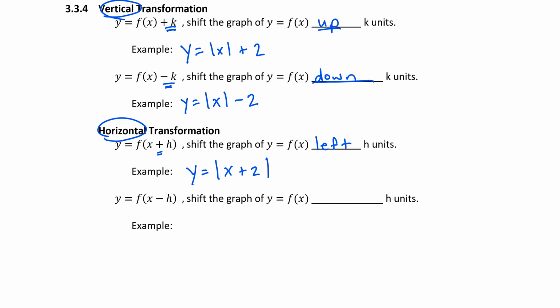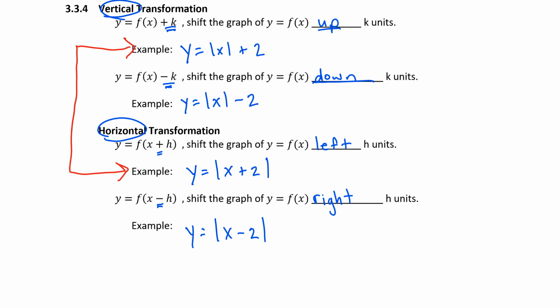Well, if plus h inside the function goes to the left, if I have f of x minus h, which way do you think it's going to go this time? Hopefully you see the pattern and you can say it's going to go right. For example, y equals the absolute value of x minus 2. Now, please compare this example and this example. Notice the placement of the constant. If it's outside the function, it's going to be a vertical transformation. If it is inside the function, in this case, inside the absolute value bars, it's going to be a horizontal transformation.